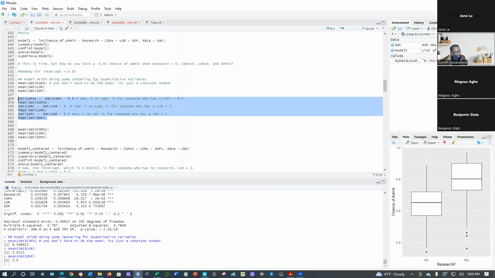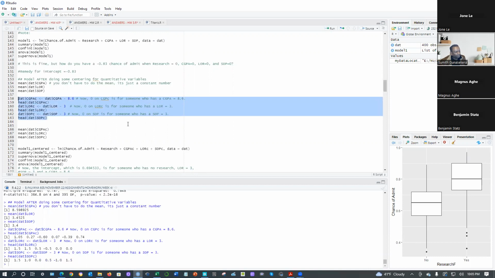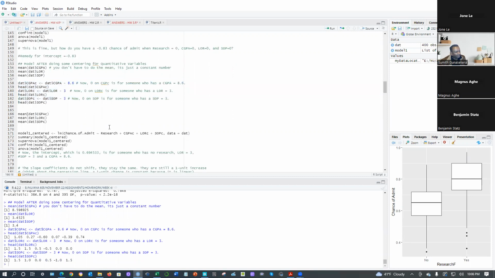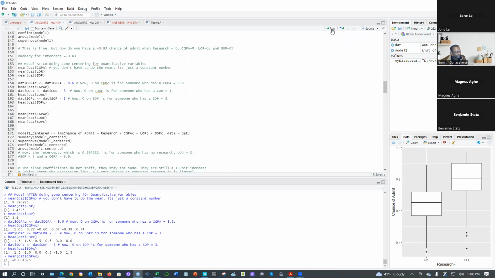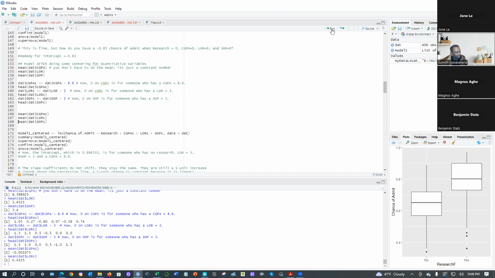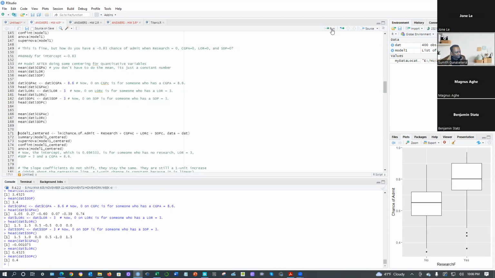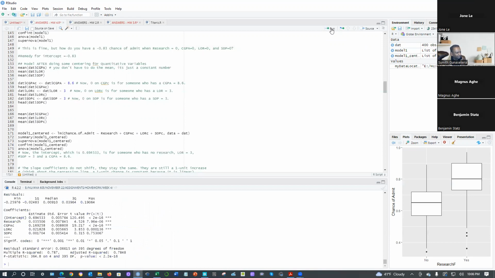So I've created these 3 centered variables. Then I'm going to get the mean of the centered CGPA. Look at the mean. Then I'm going to fit the model with respect to those variables. See, CGPA like that. That's what's going to happen. Get the summary. See, negative gone. That's how you get rid of the negative.